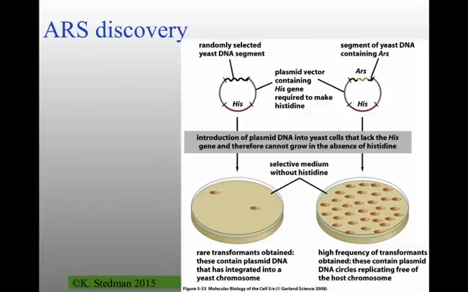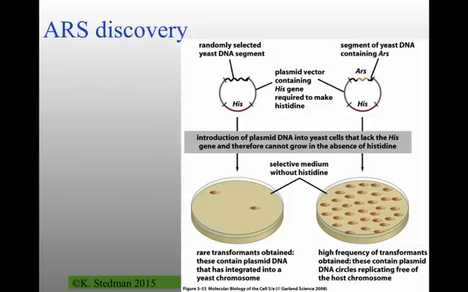The way that this was done is a really nice genetic experiment. These are what are called the autonomous replication sequences. That's what ARS stands for. Basically, what these researchers did is they took random pieces, and hopefully all of the pieces, of the Saccharomyces cerevisiae genome, and put them into these little pieces of DNA that couldn't replicate normally. So if you take this piece of DNA and put it into yeast, it doesn't replicate.